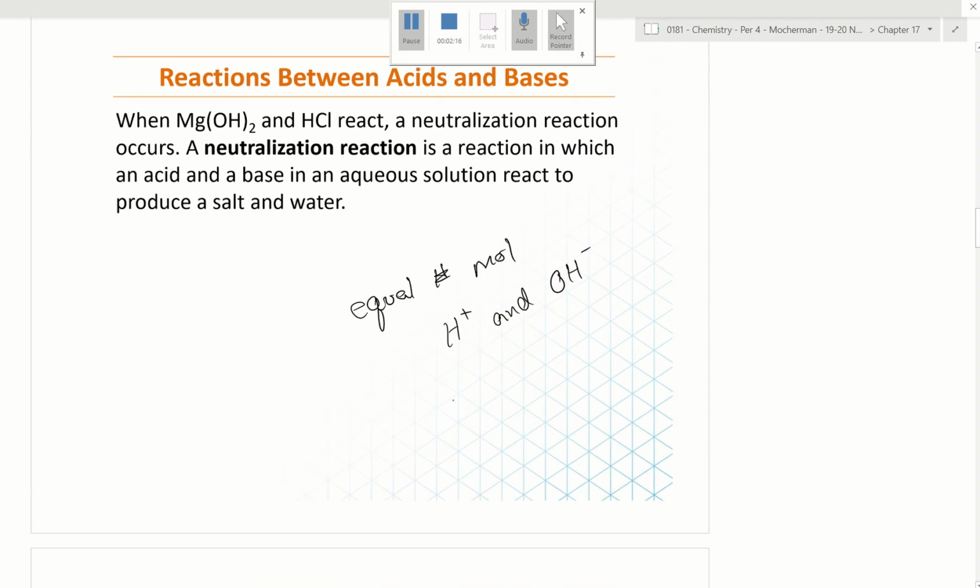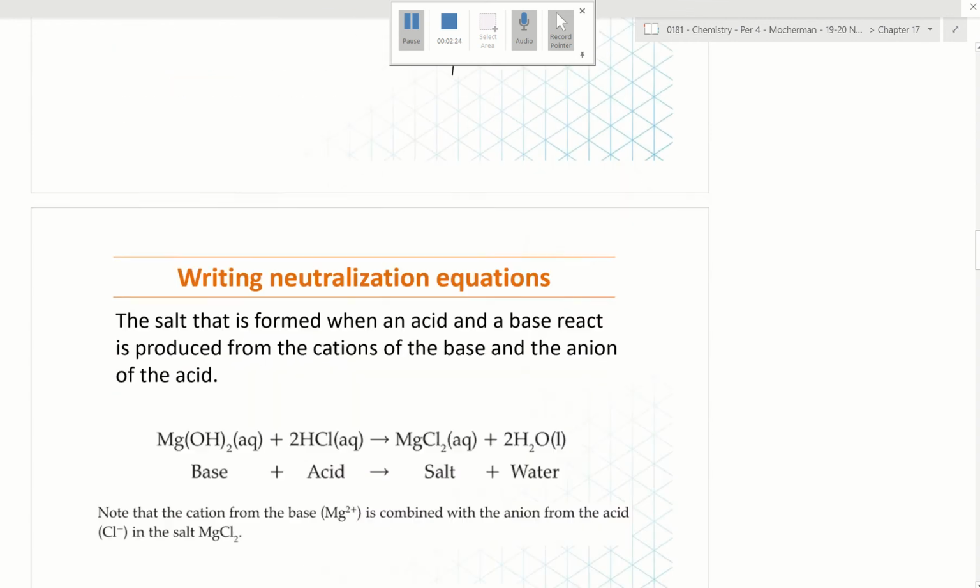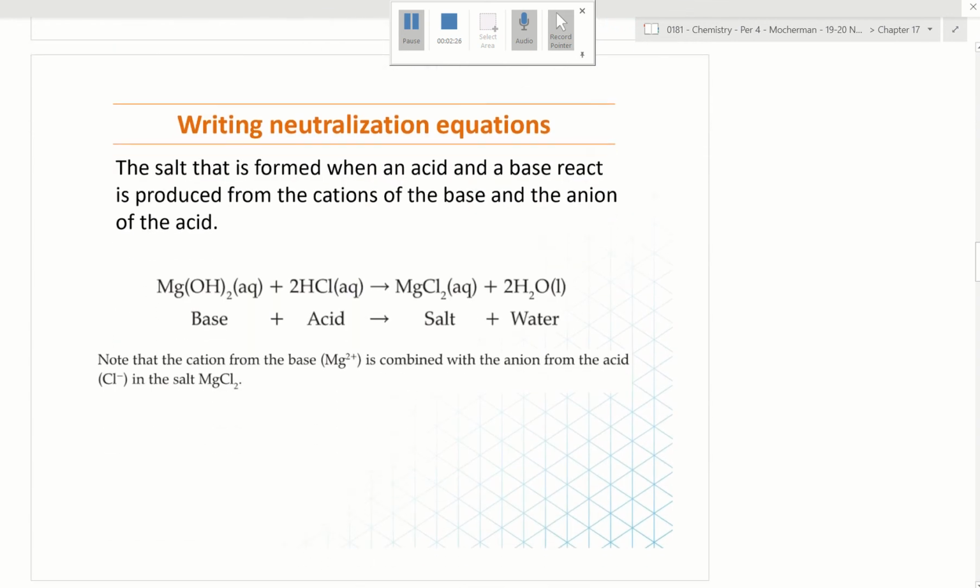So if we have something with more H+, it's acidic, so we would add OH- to equal them out so that it becomes neutral. That's the idea of a titration.